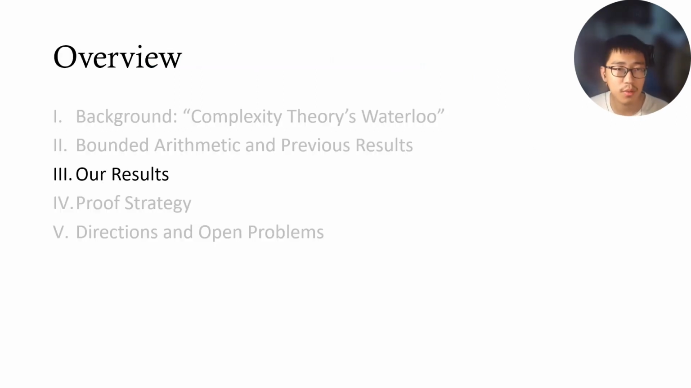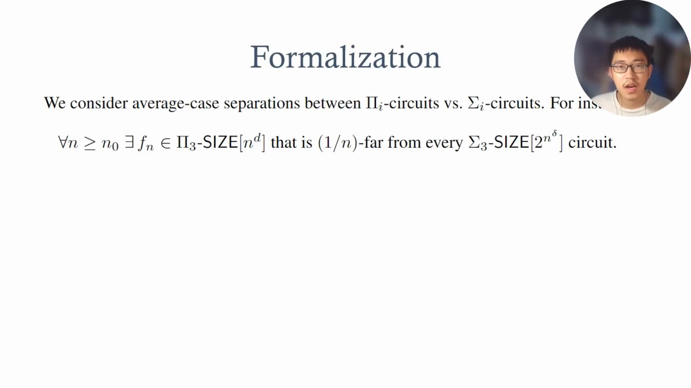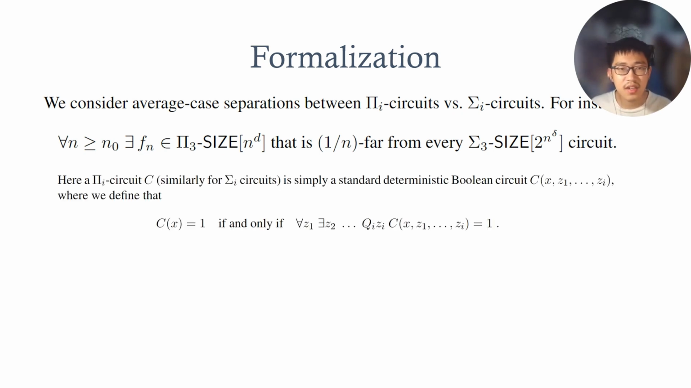Okay, then it goes to our results. Our formalization of the lower bound is a generalization of Pich and Santhanam's results. We consider almost everywhere average case separation between pi i circuits versus sigma i circuits. For instance, we consider the following sentence. For all sufficiently large input lengths, there exists a function that is computable by a pi 3 circuit, such that it is far from computable by every sigma 3 circuit of small size. Here, pi 3 and sigma 3 are generalizations of the third level of the polynomial time hierarchy.